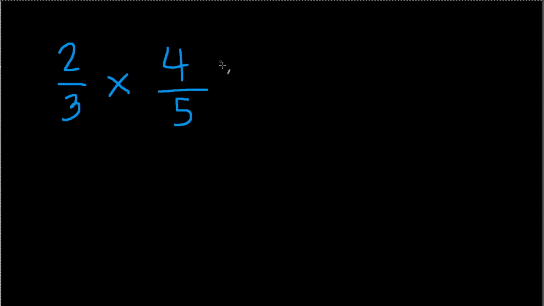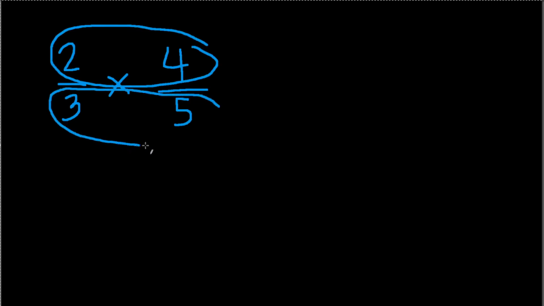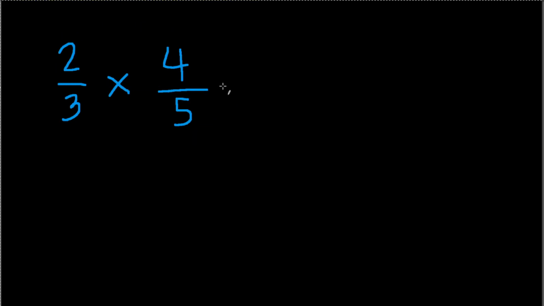Okay, kaya madali yung multiplication kasi ganito lang siya. I-multiply mo lang tong dalawang numerator over sa product naman ng dalawang denominators. Okay, as simple as that. Meaning 2 times 4 is 8. And then 3 times 5 is 15. And that's it. Ganun lang kasimple, di ba?